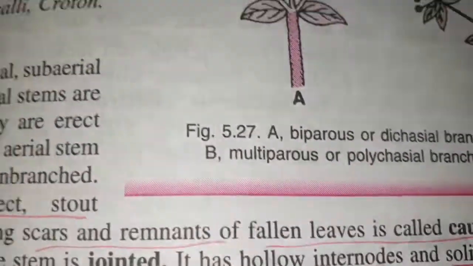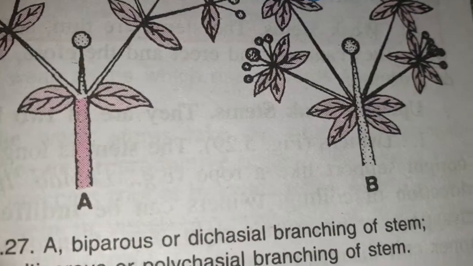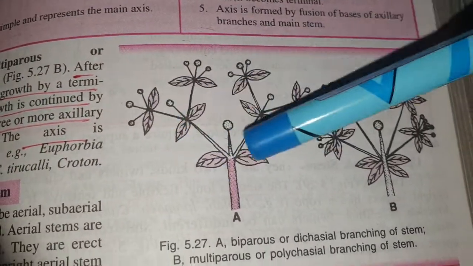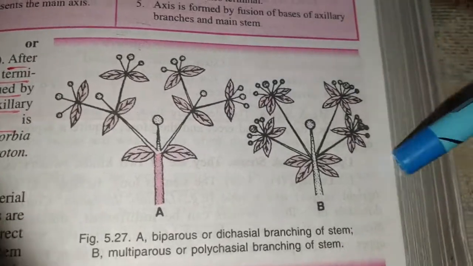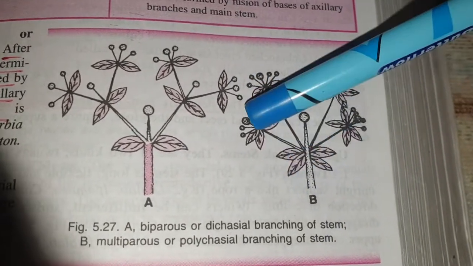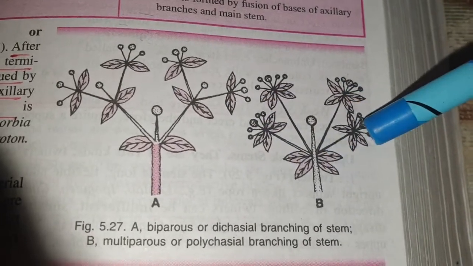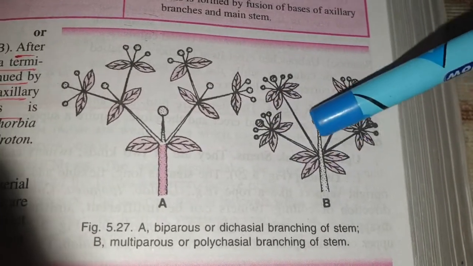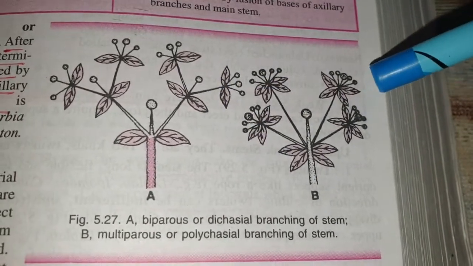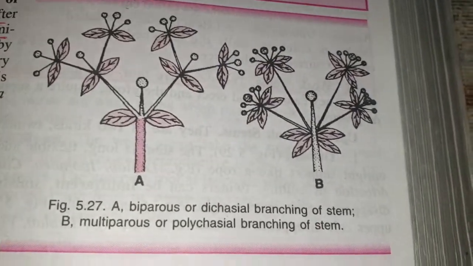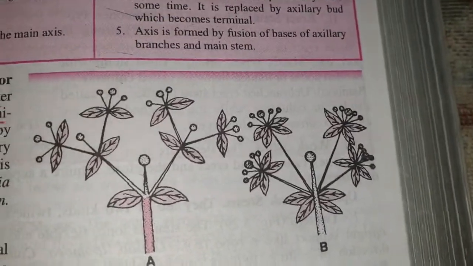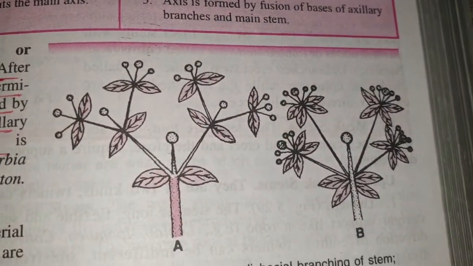And multiparous or polychasial. Now you can see the diagram here, the two lateral buds are responsible for the growth. Here what happened, the terminal bud is inactive and from the sides 2, 3, 4 or like that buds will develop and they will take part in development or growth of the plant. Okay, so this is known as multiparous or polychasial. So here the basic thing is that the terminal bud is inactive.